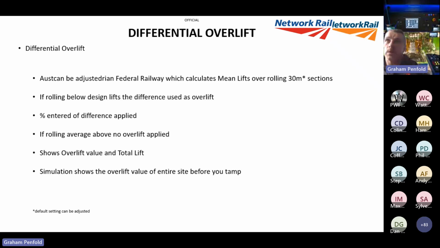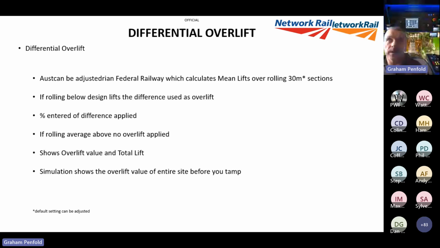So it's a percentage of the difference applied. If you put 100% in, it just puts 100% of the difference. So if the difference between applied lift and the rolling lift is 10 mil, it will apply 100% of the difference, which is 10 mil. If you were to put 50% in, for instance, it would only apply 5 mil. So that is why I would always say put 100% in, because we're not talking about large values here.